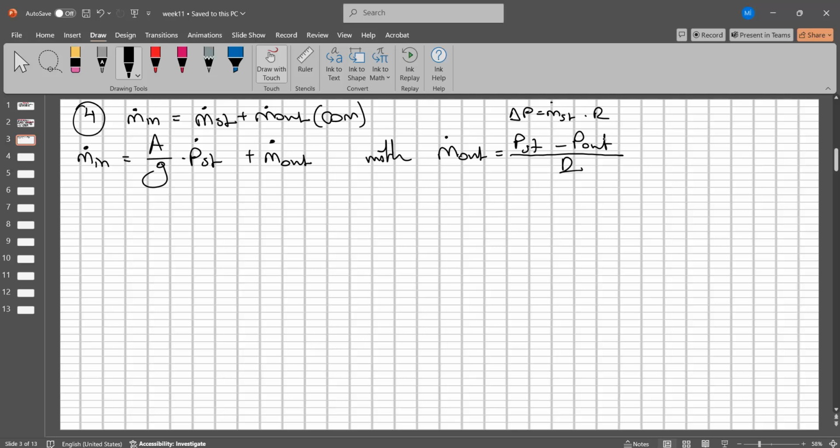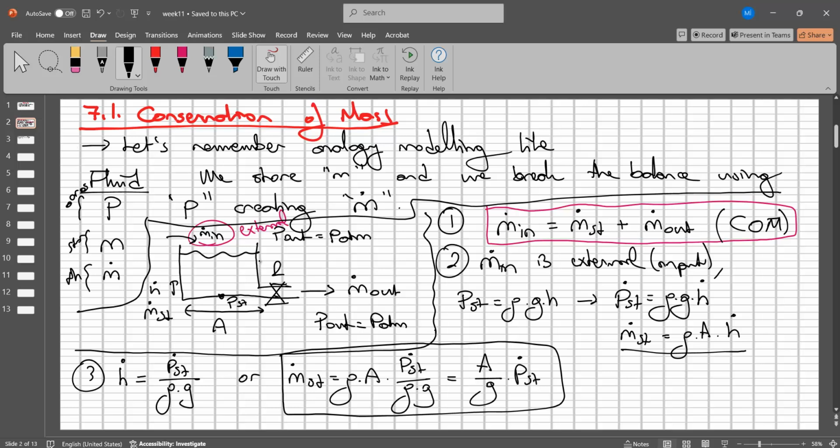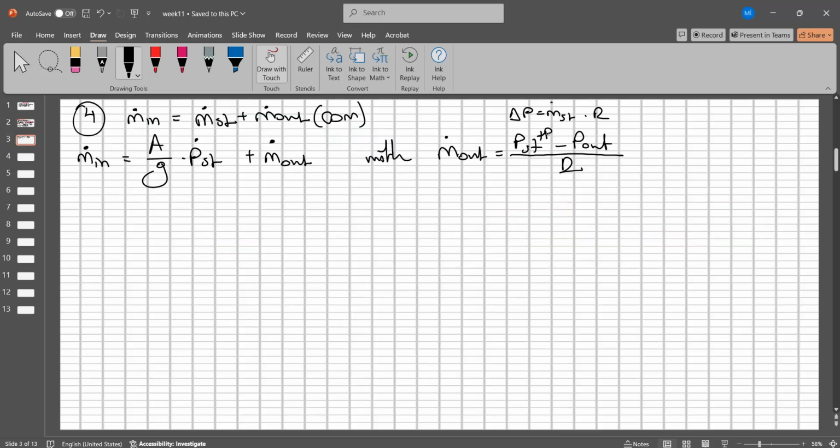Is this true? No. The PST is also affected by the PATM value, right? Because if this is the case, we have rho GH plus P out, PATM, right? Okay. So if this is the case, this P out removes each other, and so we will reach the M in dot equals A divided by G times PST dot plus PST divided by R, right?